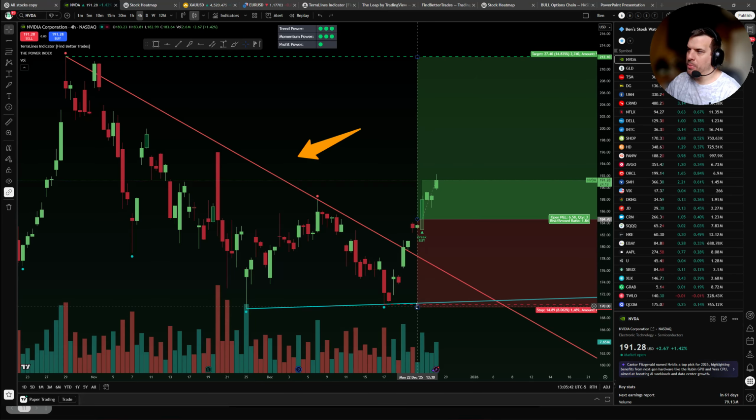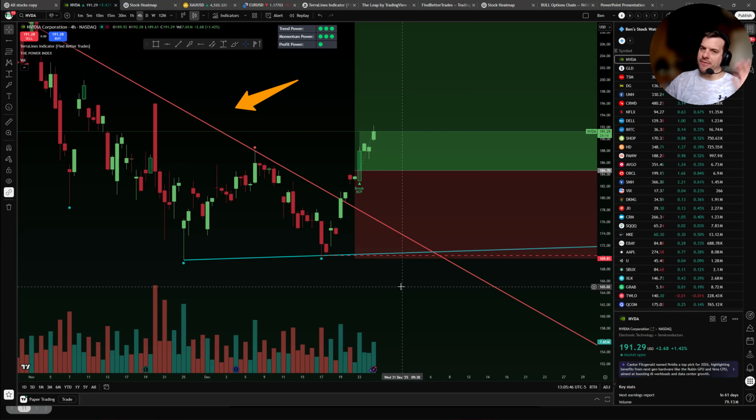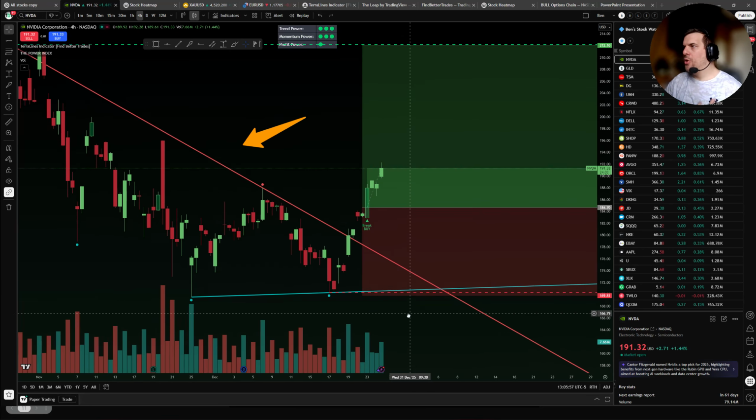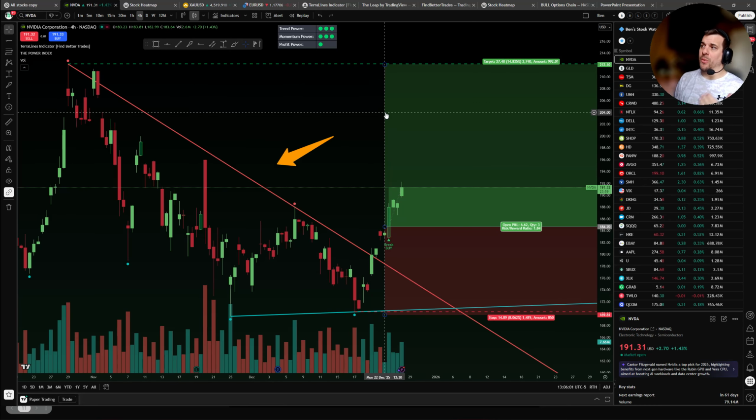So if it breaks the support, and if you need help with support and resistance, I have a ton of videos on this channel that you can go ahead and reference, but I'm not going to go too much into support and resistance at this time. But essentially, this is a beautiful support zone, and then this is a really solid resistance point. Once you have this trade mapped out and risk defined, you can go ahead and go in it.